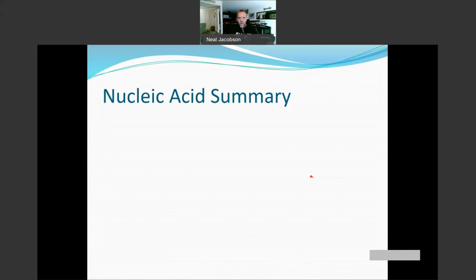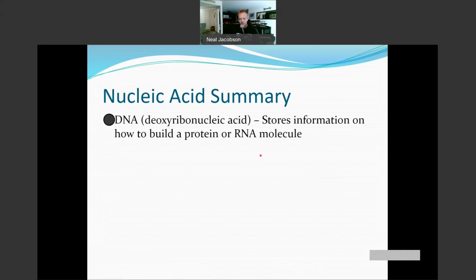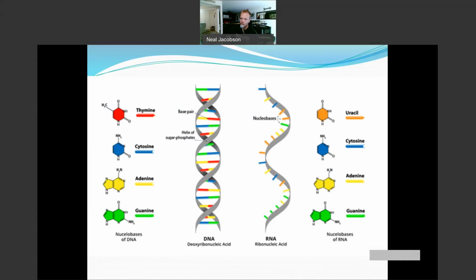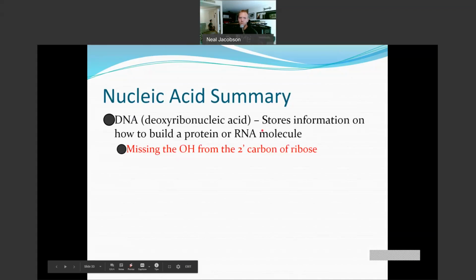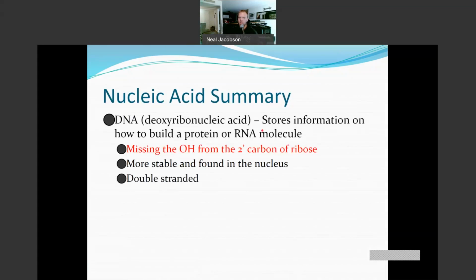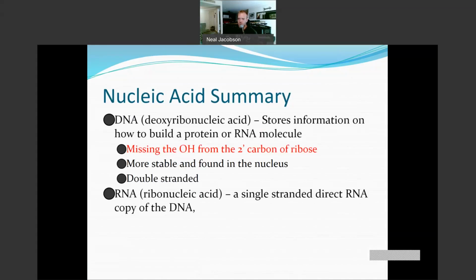Cool. So that's the end of nucleic acids. Let's give a little summary and then we'll end this lecture. So DNA, deoxyribonucleic acid, stores information on how to build a protein or RNA molecule. So remember, RNA comes from DNA. RNA is a photocopy of DNA, okay? DNA is missing the OH group. It's more stable. It's double-stranded. RNA is usually single-stranded, and it's a direct RNA copy of the DNA, and it can be functional and structural.